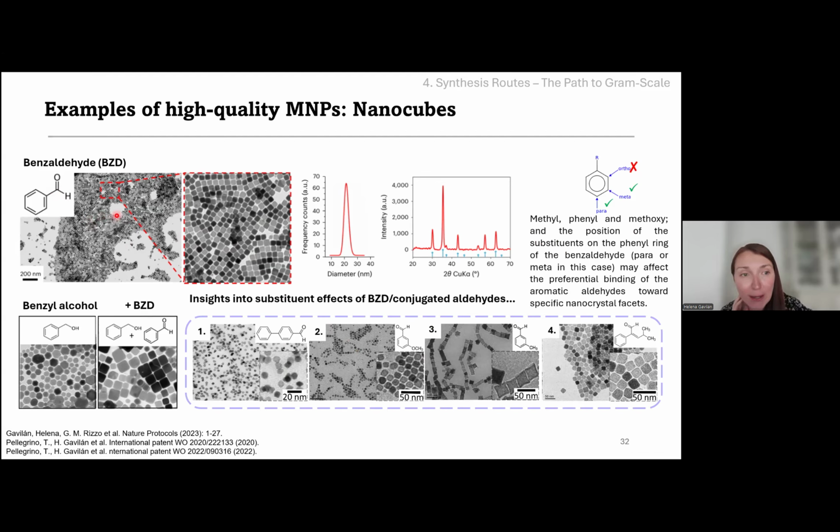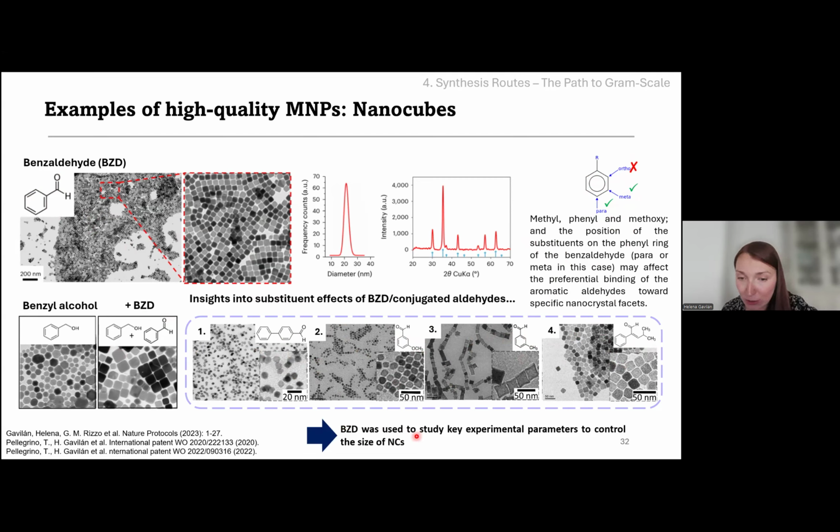Benzaldehyde was not the only aromatic aldehyde that works in producing nanocubes, but there are other examples, okay, that you can use. And while meta and para substitution of the aromatic ring is fine and works in some ways, ortho substitution doesn't work. So you have to take this into account when scaling up your solvothermal route.